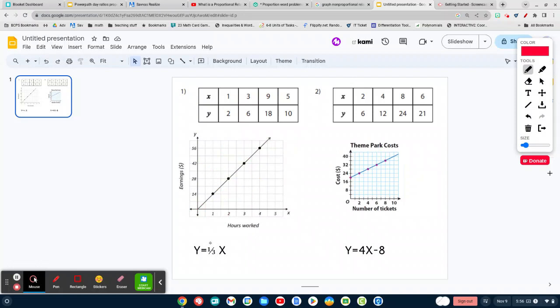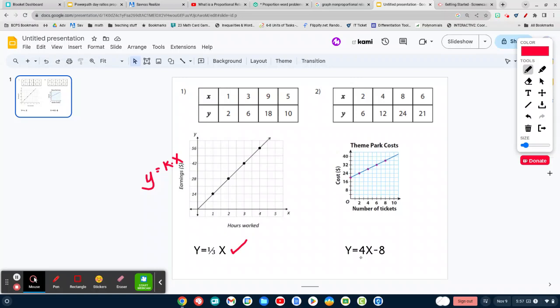Last, we have looking at equations. You may have noticed that when we wrote the equation for the table and the graph, it was in the format of y equals k times x. And we talked about this in class. If it is in the format of something times x, it is proportional. That is a proportional relationship. I can take any value of x and multiply it by 1/3 to find my y value.